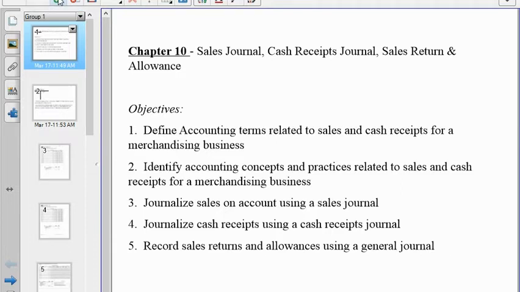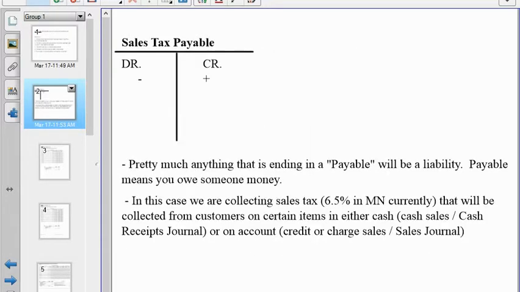I need you to jump forward to page 270. New account. We're going to take a look at something called sales tax. Not every state has sales tax. In Minnesota, we're at about 6.5% on our sales tax, not on every single item sold, but that tax is getting collected by the company and eventually sent to the government. For us, it'd be Minnesota Department of Revenue. And that happens whether we do a cash sale or we do a charge sale.